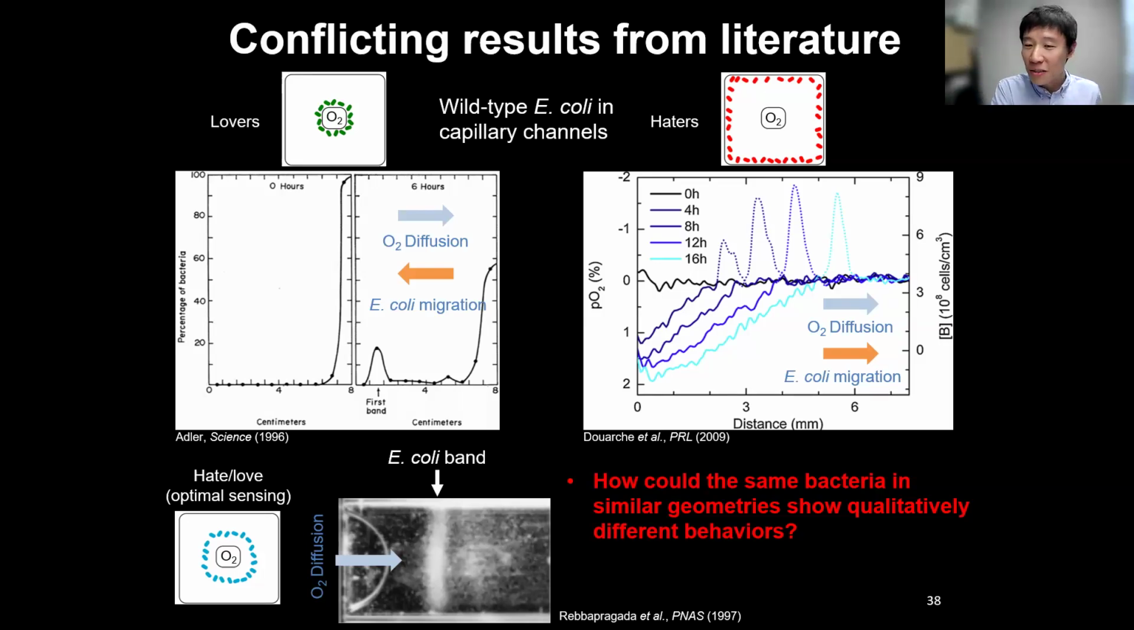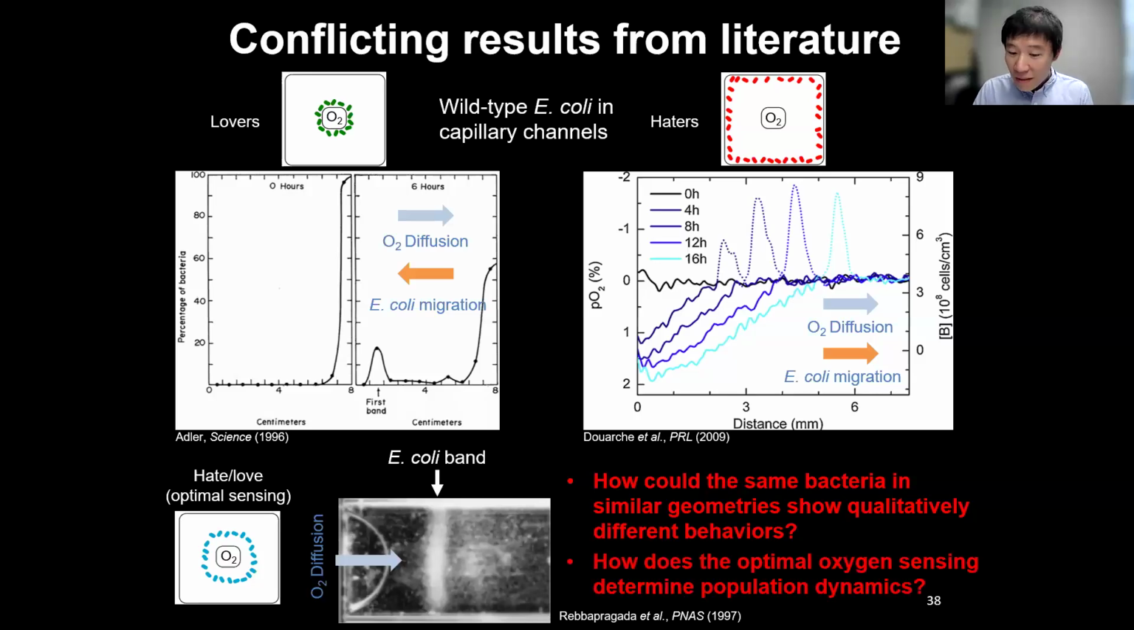Why one case migrates to the surface, another case migrates to the bulk, and a third one just stays in the middle. And the next one is in the context of active matter. If optimal oxygen sensing is the mechanism for E. coli to sense oxygen, how does optimal sensing determine the population dynamics?